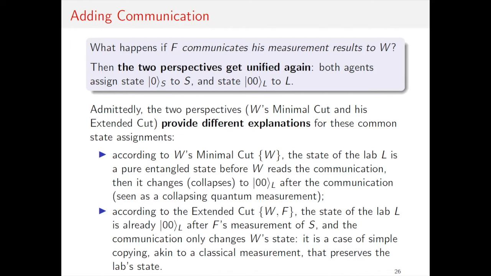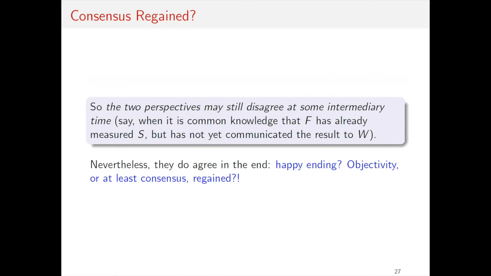And even if in the end the perspectives are unified in the outcome, the intermediate step just before the signal was read by Wigner, it's still a contradiction at that stage. The descriptions don't match. So it seems that it's a happy ending at the end of the scenario. If we do communication, the objectivity or this consensus between the observers is regained, but they disagree at the intermediary times somehow and on the explanations.